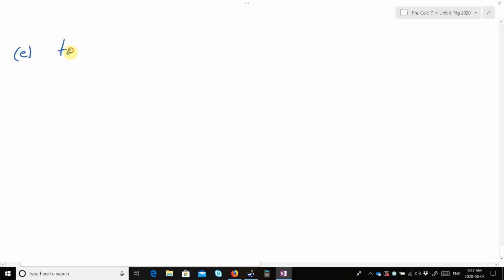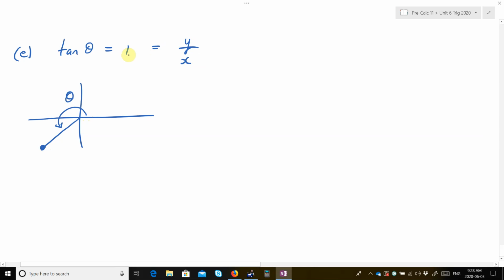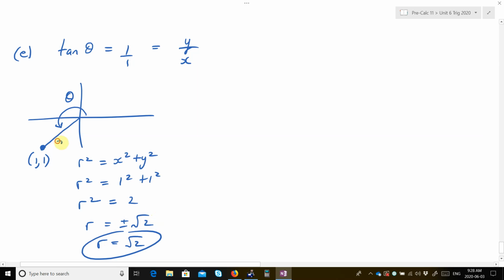Okay, let's get on to letter E. We have tan theta equals 1, and we're in quadrant 3, it's saying. And tan is y over x. So to get 1, I guess we'd have to just be 1 over 1, like so. And r squared is equal to x squared plus y squared. So r squared is equal to 1 squared plus 1 squared, which is 2. So r is plus or minus root 2, but r is a radius, so we take it to be positive root 2. And the definition of sine theta is y over r, so 1 over root 2.